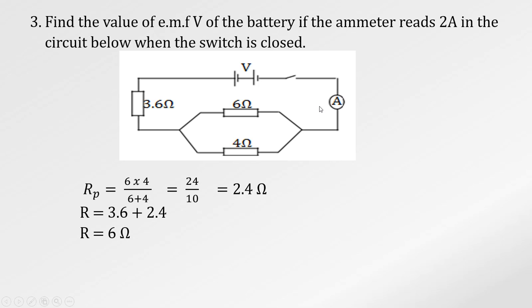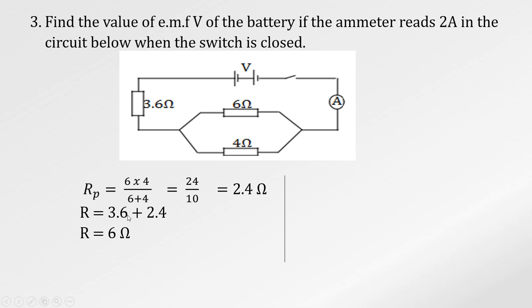So what do we do? Again, we see that this one and this one are in parallel. We first handle them. Product over sum, 6 times 4 over 6 plus 4, 24 over 10, giving us 2.4 for only these two which are in parallel. And now the total resistance, we add this value to this 3.6 plus 2.4, we get 6 ohms. So this is the total resistance.